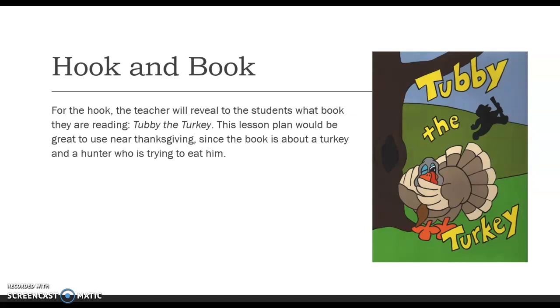The book follows Tubby the Turkey while he is fighting against Gunter the Hunter, because Gunter the Hunter is tracking him down and trying to kill him so he can eat him for Thanksgiving. The book mentions Thanksgiving at the end also.